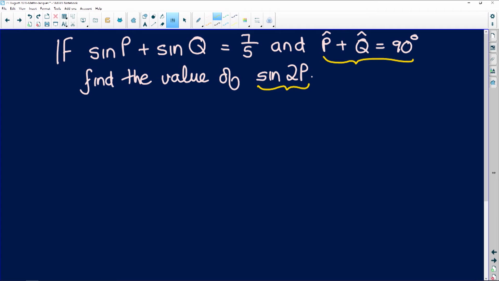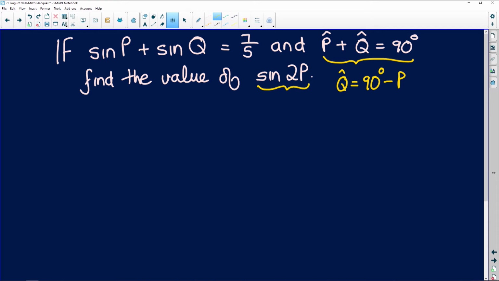Okay, so what are we going to do? We need to find ourselves a way of getting rid of q. It's the only way, because the question only has a p in it. So the q should not be there. And I think that is why they told us that these two come out of a right-angled triangle. Their sum together is 90. So from that we can say that angle q is nothing other than 90 degrees minus p.